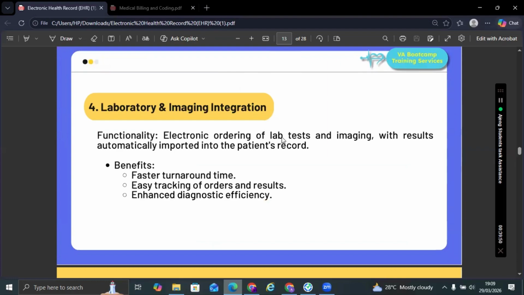Next, it's about laboratory and imaging integration. The functionality, electronic ordering of lab tests and imaging with results automatically imported into the patient record. The benefits are faster turnaround time, and then secondly, easy tracking of orders and results, and enhanced diagnosis efficiency.